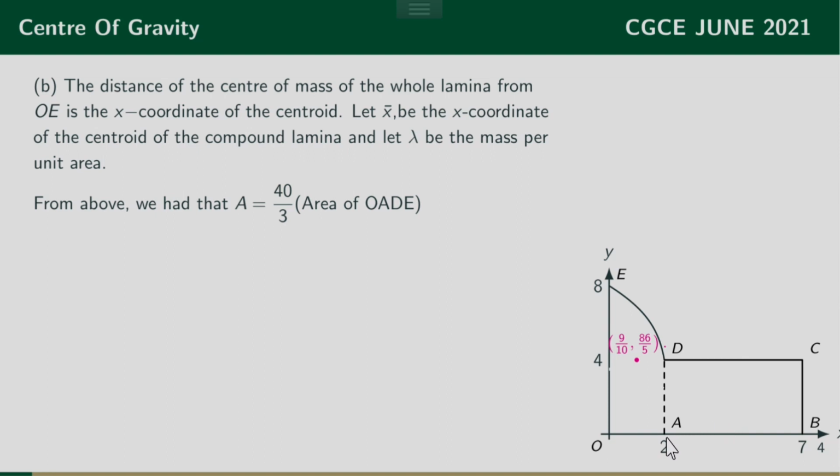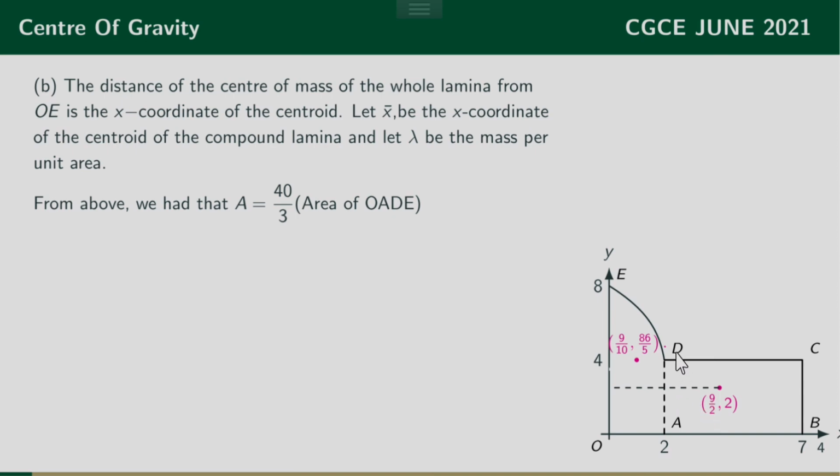So the distance between 2 and 7 is 5. So from O to B is 7. And now, if I take half of this distance, that will be 2.5. I add it to 2. And then the x coordinate of the centroid of the rectangle will be 9 divided by 2, because that is 4.5. And the y coordinate of the centroid of this rectangle will be 2. 4 divided by 2 gives us 2.